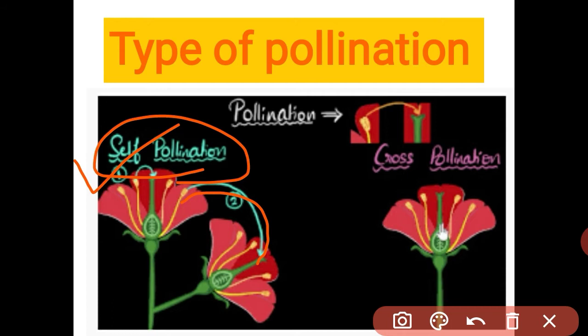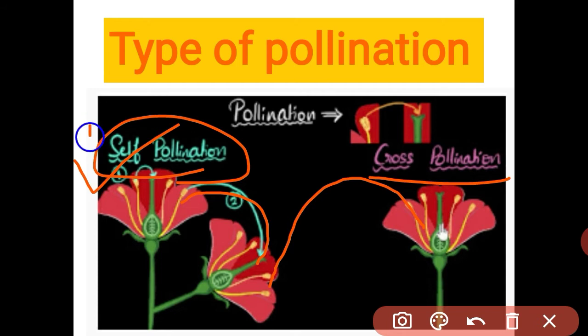And cross-pollination means the process in which the pollen grain is transferred from the anther to the stigma of another flower, otherwise in another plant. This process is called cross pollination, and cross pollination requires an external agent like wind, insects, water. With these agents they can transfer the pollen grain from the anther to the stigma. Got it, student? What are the types of pollination?